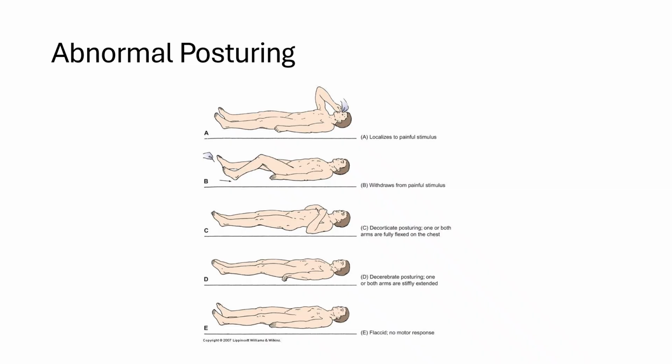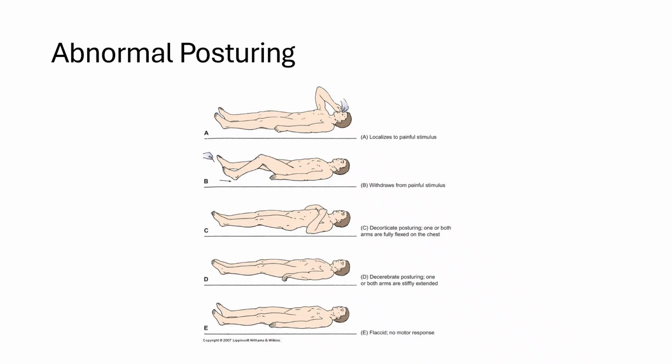Abnormal posturing, again, this is a review. You learned about this. When someone has a brain injury that is severe, you may see abnormal posturing in their body. So in figure A, they're localizing to the painful stimulus. In B, they're withdrawing from the painful stimulus by lifting the leg.